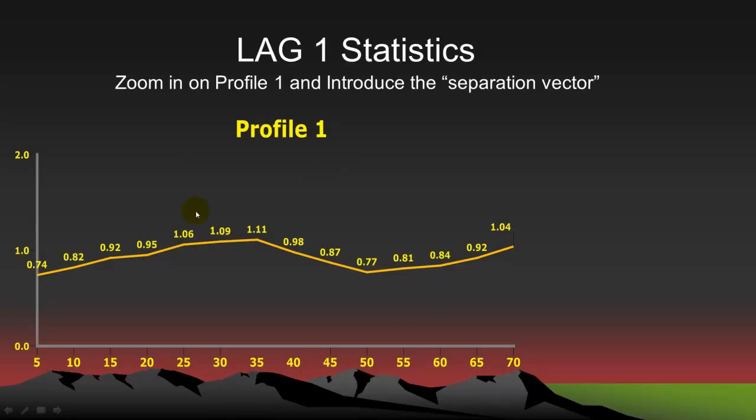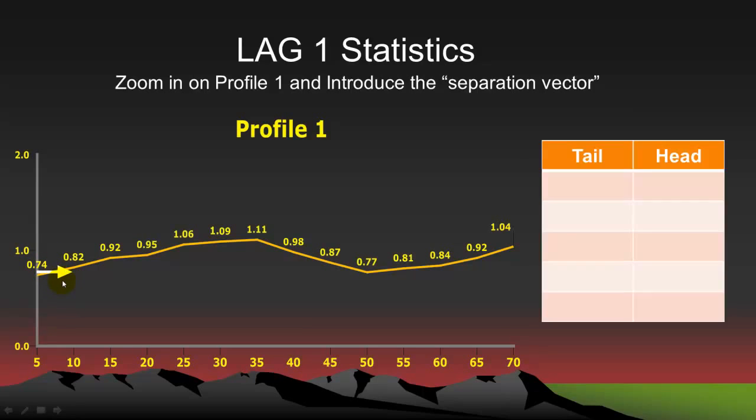And I'm going to introduce something here called a separation vector, which appears here. Notice this little white arrow indicating a separation vector. And it's placed with its tail at the distance 5 meters from the stream, and the sample value at that location is 0.74. If we go to the head of the vector, which has a length of magnitude of 5 meters, we see a sample value of 0.82. So we have 2 sample values that are referenced by that vector.